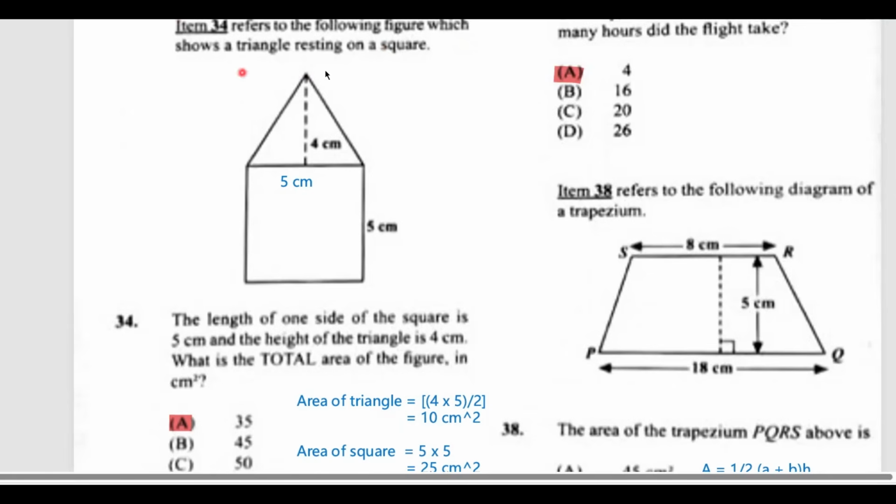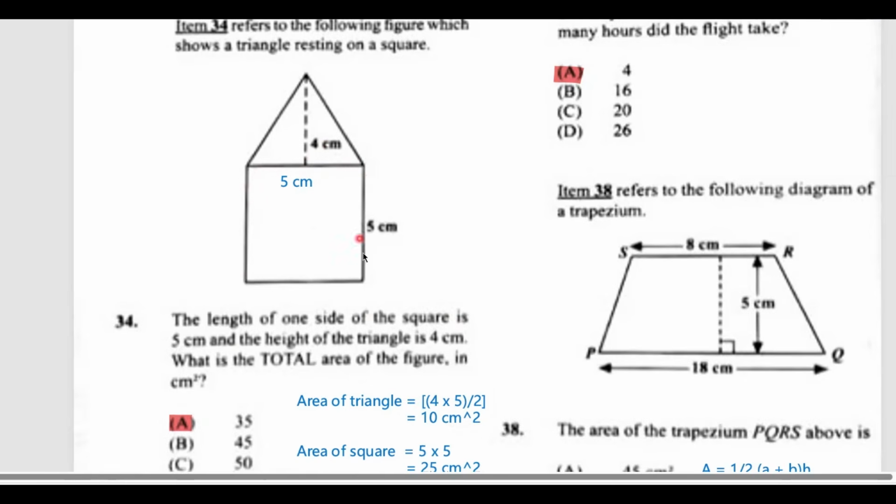Item 34 refer to the following figure which shows a triangle resting on a square. And it's saying here the length of one side of the square is 5 cm. Height of the triangle is 4. What's the total area of the figure? Well, we had to get the area of the triangle, area of the square. The area of the triangle is what? Height by base over 2. So that'd be what? 4 by 5, because remember the base of the triangle is on the square, which we all know each side is the same, which for the square, which is 5 cm. So it's 4 by 5 over 2, that's 20 on 2 is 10 cm squared.